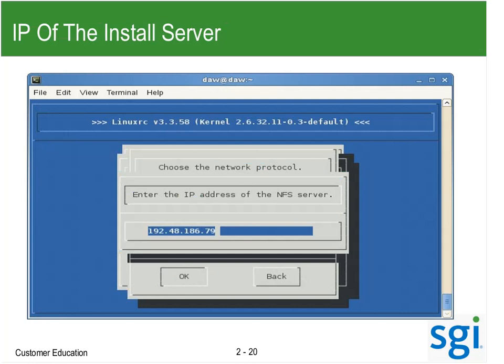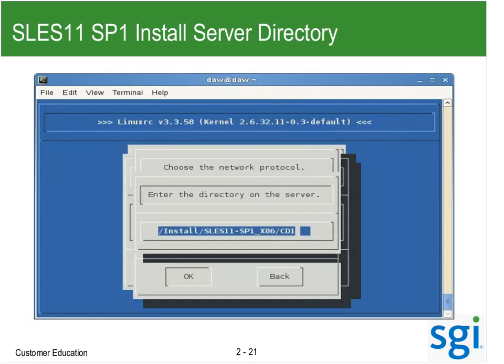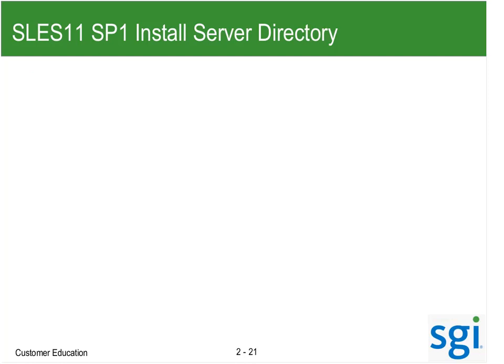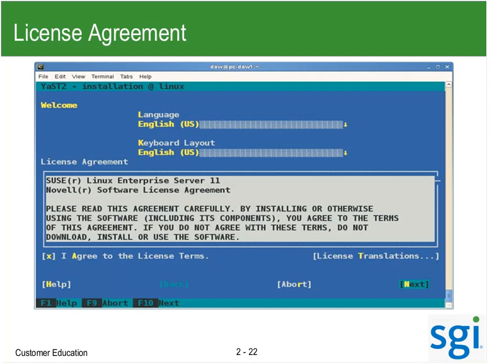So again, 192.48.186.79 is the DMZ server. And then the path of where the install tree is, install SLES11SP1 x86. That was all decided by me when I used YaST to build an install server. And again, when you're installing, you've got to point to the top directory of the CD, so I have to have CD1 there. So at that point, we're into a normal install.